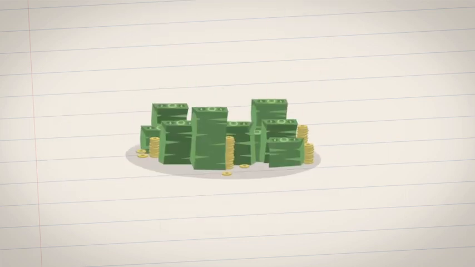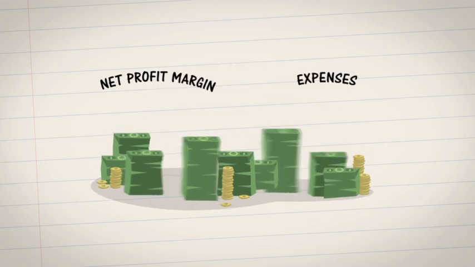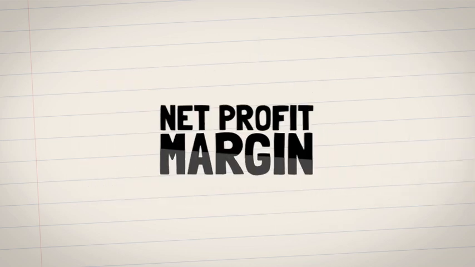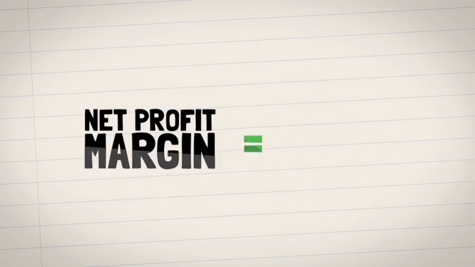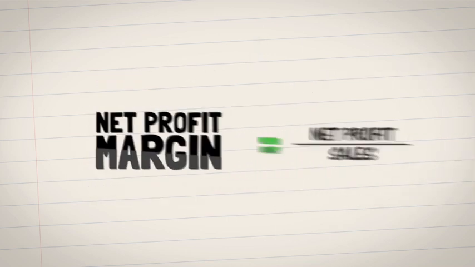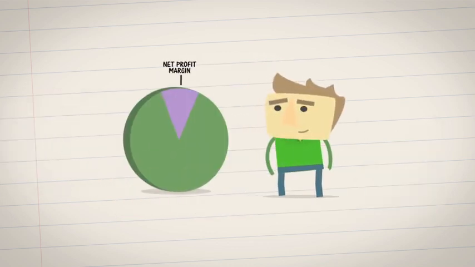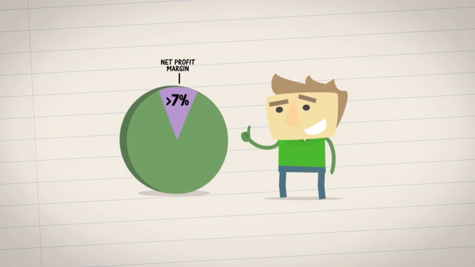The second ratio is net profit margin. This represents the portion of money left after subtracting all expenses. To calculate net profit margin, divide net profit by sales. The higher the margin, the more profitable the company is. In general, look for margins of 7% or more.